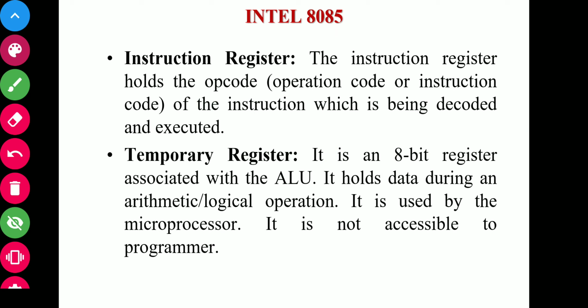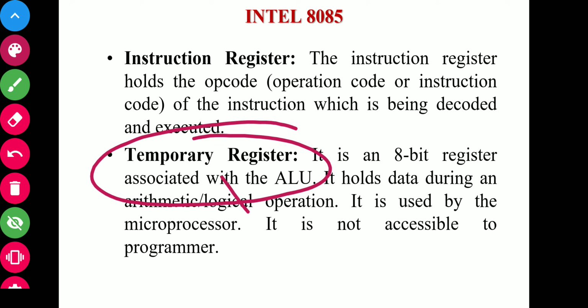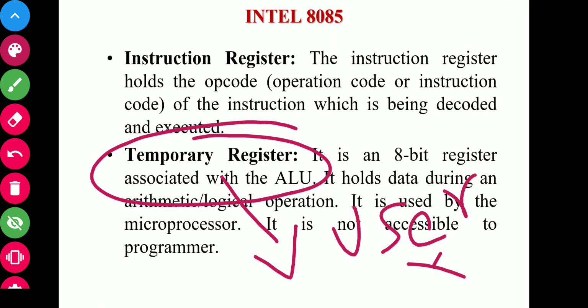Then the temporary register. It is an 8-bit temporary register associated with the ALU. It holds data during an arithmetic logic operation. It is used by the microprocessor. It is not accessible to the programmer. See, this particular register cannot be accessed by the programmer or user. User cannot access this register. It is being used by the microprocessor for its internal operations.